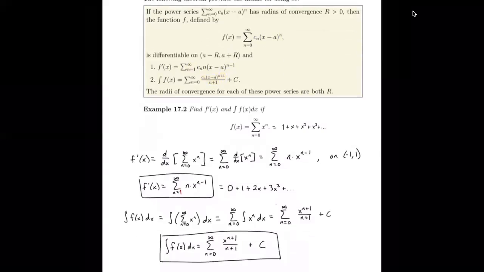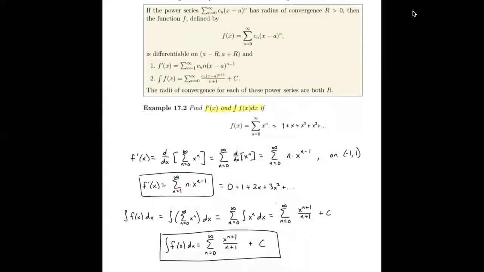Let's see an example. They ask us to find f prime and the antiderivative of f of x. So two different operations we need to carry out. And we're given this as our power series. It's just the geometric series, the sum from n equals 0 to infinity of x to the n. We know that that looks like 1 plus x plus x squared plus x cubed, and that's for n equals 0, 1, 2, and 3, and so on.